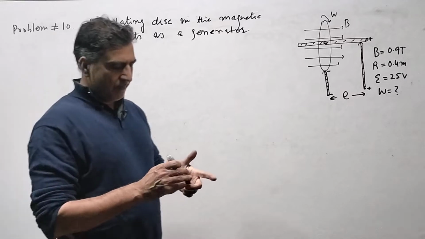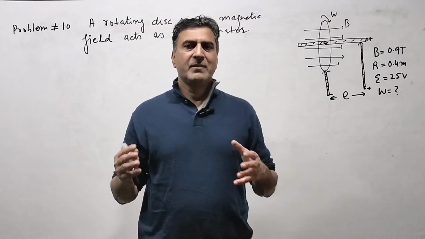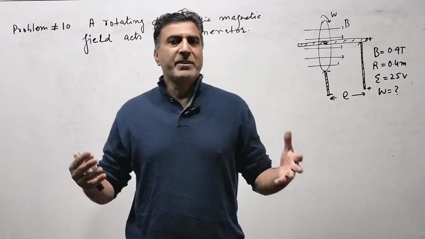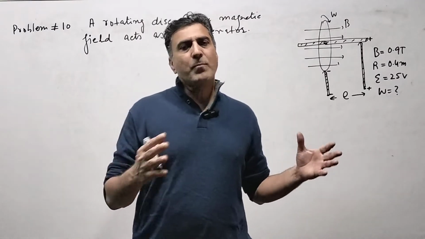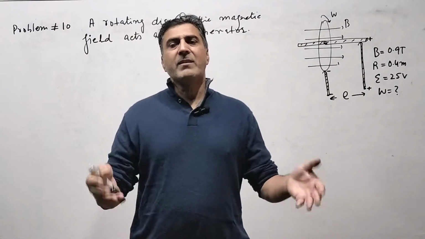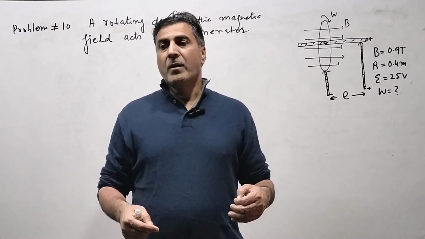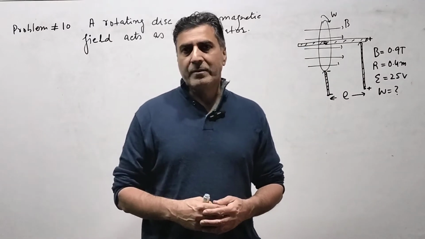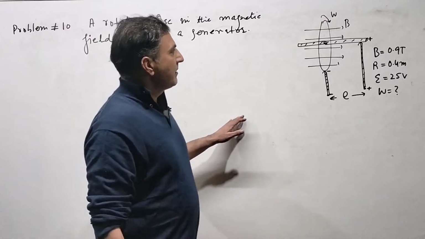acts as a generator. If you have a disk rotating in the magnetic field, it can be used as a generator. It can be used as a source of EMF, as a source of potential difference, which can run a refrigerator, a heater or lights, a bulb. So how can it be done?